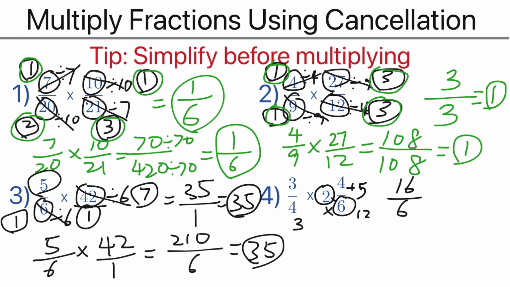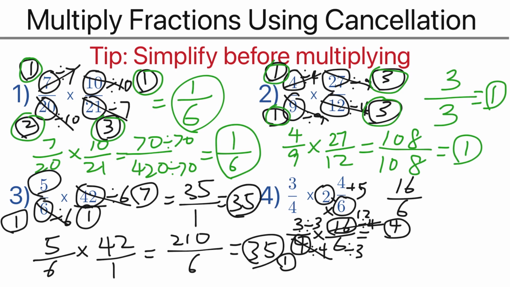So we'll go ahead and rewrite this as 3 over 4 times 16 over 6. And we can see that 4 and 16 can both be divided by 4. So 16 divided by 4 will be 4. 4 divided by 4 will be 1. And 3 and 6 are both divisible by 3. 3 divided by 3 equals 1. 6 divided by 3 is 2.